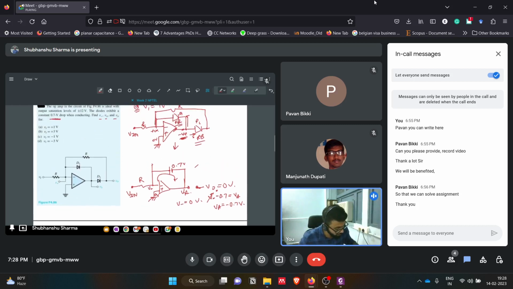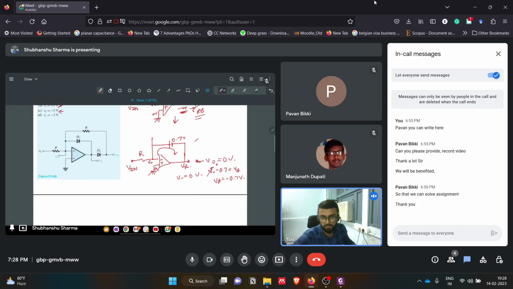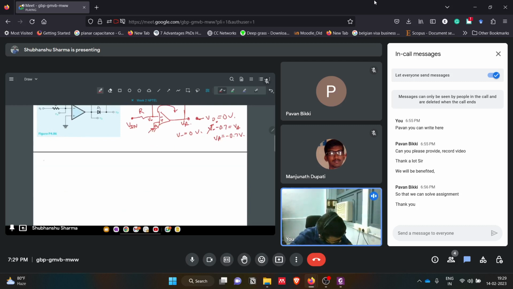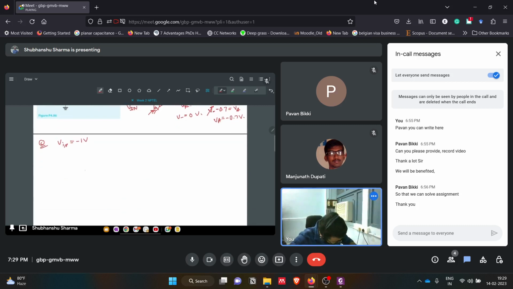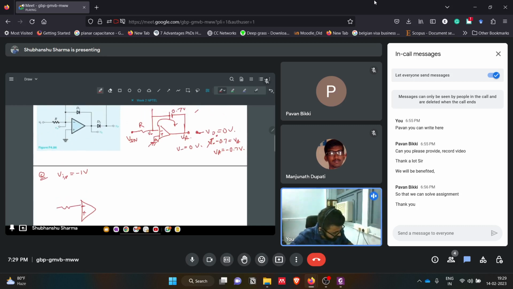Now 3 volts will act similarly. We'll see how this circuit will act for minus 1 volt. Let's take case C, when the input is minus 1 volt, a negative input we are applying. You can yourself think about which diode will be acting and why it will act like that.